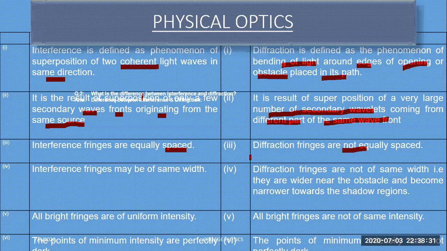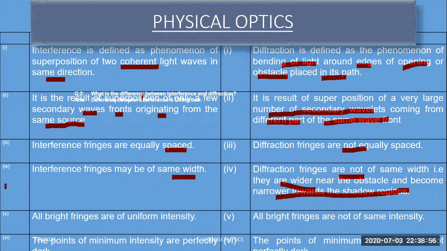In diffraction, the fringes are not equally spaced. Interference fringes may be of the same width, but diffraction fringes are not of the same width, that is wider than the obstacle, and become narrow towards the narrow region. So this is the difference. They do not have equal width. Sometimes they are narrow, sometimes they are wider.